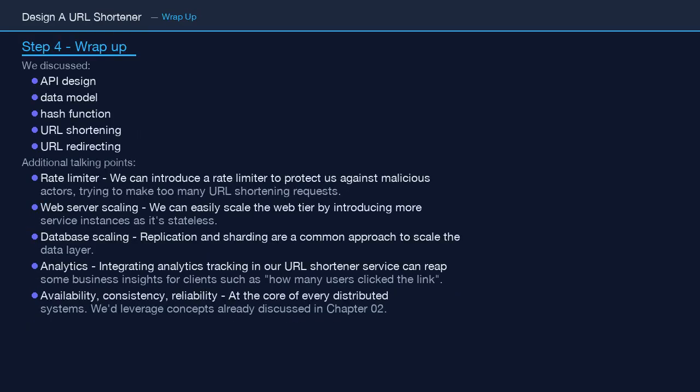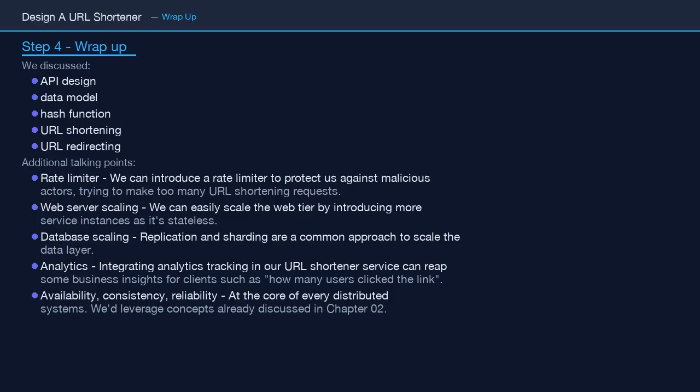Let's get into the wrap-up. In this chapter we covered 5 core topics. First, API design, defining the contract between clients and our service. Second, the data model, thinking through how we structure and store our URL mappings efficiently.